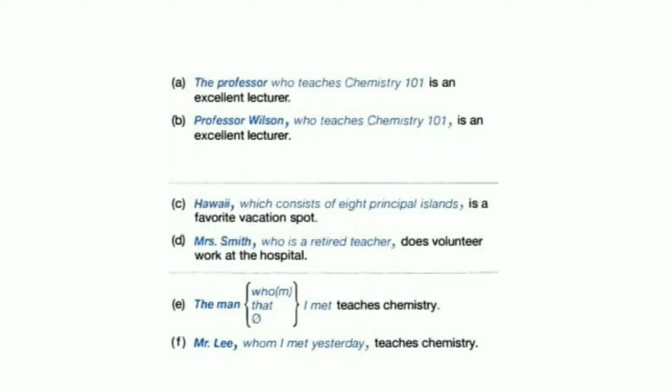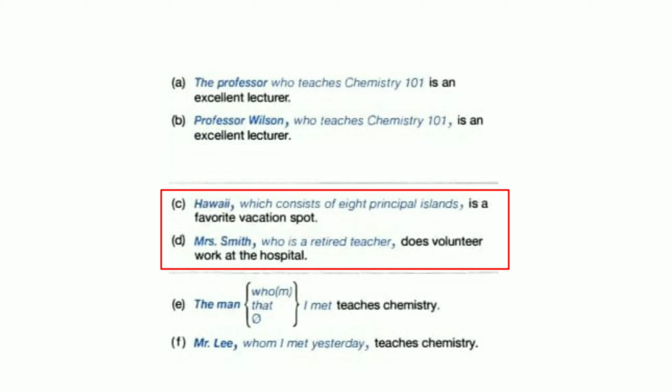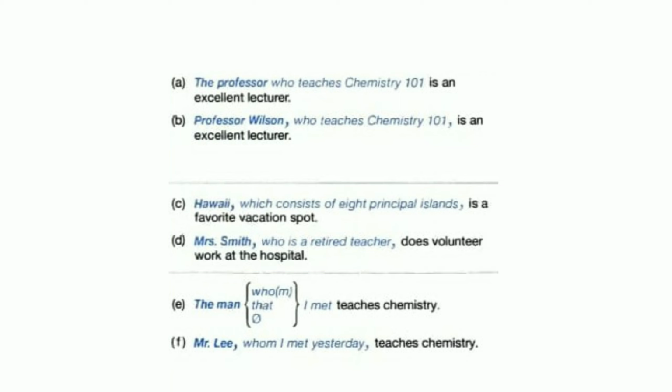Look at the other examples. "Hawaii, which consists of 8 principal islands, is a favorite vacation spot." "Mrs. Smith, who is a retired teacher, does volunteer work at the hospital." Examples C and D use commas because the adjective clause modifies a proper noun. A proper noun begins with a capital letter. And for your information, if no commas are used, any possible pronoun may be used in the adjective clause. Object pronouns may be omitted.